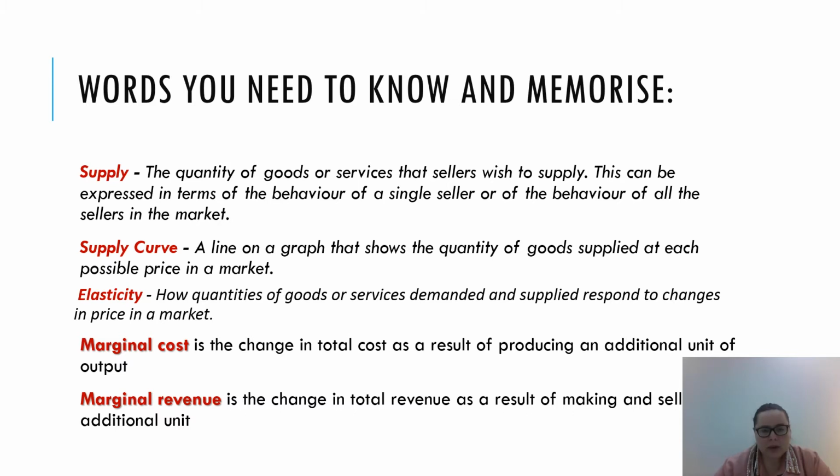Elasticity involves how quantities of goods and services demanded and supplied respond to changes in the price in the market. We're also going to discuss marginal cost and marginal revenue, whereby marginal cost is the change in total cost as a result of producing an additional unit of output, and marginal revenue is the change in total revenue as a result of making and selling an additional unit. Please remember these words, memorize them. We're going to use them a lot in the further lessons.